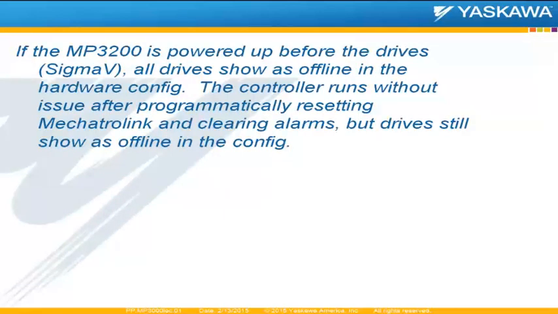When I sent out questions for this webinar, somebody responded back with this statement. They said that if the 3200 was powered up before the drives, all the drives show up as offline in hardware config. Then they found the controller runs without any issues after resetting Mechatrolink and clearing the alarms, but the drives still show up as offline in the hardware config. So how do I get the drives to show up as online in hardware config?